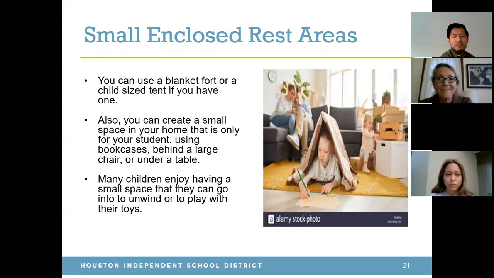Small enclosed rest areas. You can use a blanket fort or a child-sized tent if you have one. Also, you can create a small space in your home that's only for your child using a bookcase, a large chair, or under a table. Many children enjoy having a small space that they can go to unwind, to read, or play with their toys.